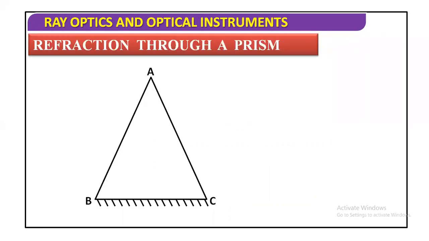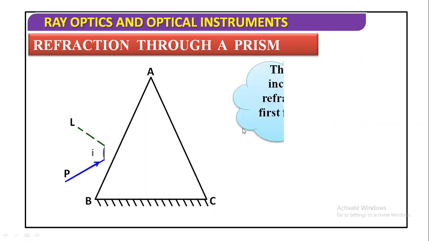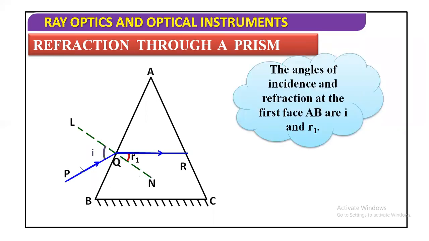So let us take a prism. You can see the prism is a triangular shape arrangement with angle of prism A and base of the prism as BC. This is made up of glass. And let us take a ray of light. So P is a ray of light which meets the prism at point Q. And at point Q, we draw a normal LN. So this light P is making an angle I with the normal, and this angle is called angle of incidence.